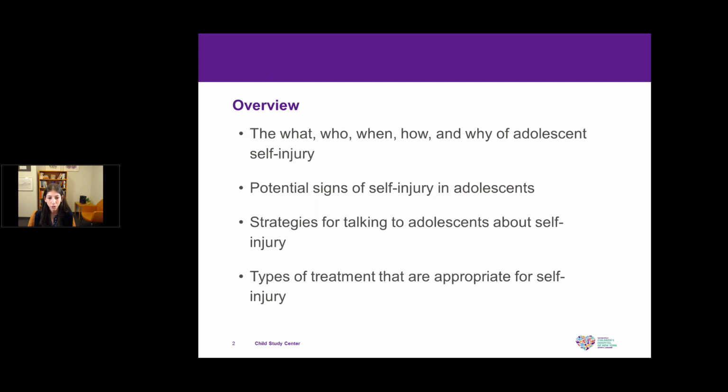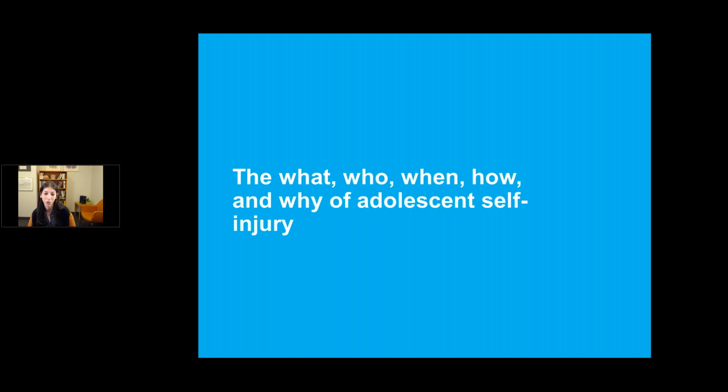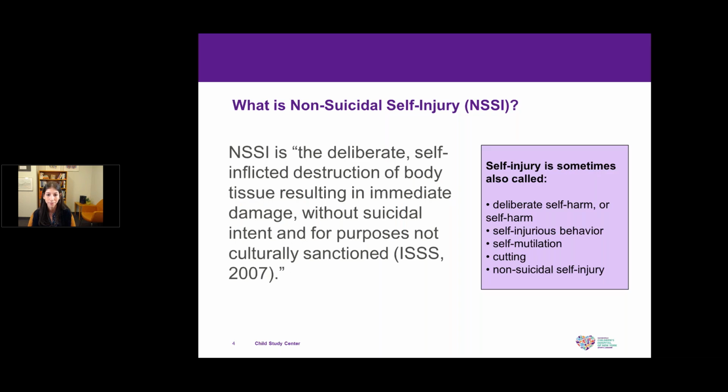So I'm going to provide an overview of the presentation. I'll be reviewing the what, who, when, how, and why of adolescent self-injury, some potential signs of self-injury in adolescents, some strategies for talking to teens about self-injury, and last, some of the types of treatments that we know are generally appropriate for the treatment of self-injury. So first, the what, who, when, how, and why of adolescent self-injury.